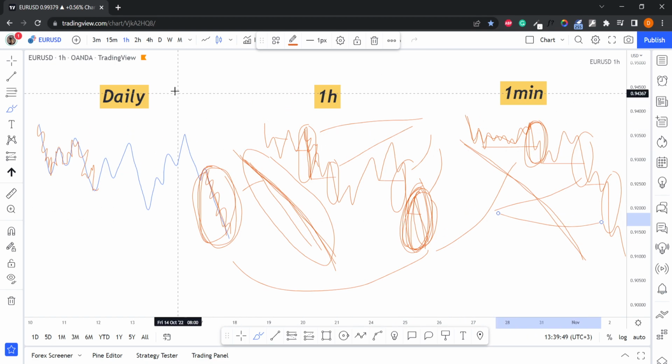And sometimes you will have confluence of like 5 or 7 different time frames. Sometimes it's even possible to find confluence of weekly, daily, 4 hours, 1 hour, 30 minutes, 5 minutes, and 1 minute, and even down to seconds. Okay, so this is a basic intro to structure confluence.